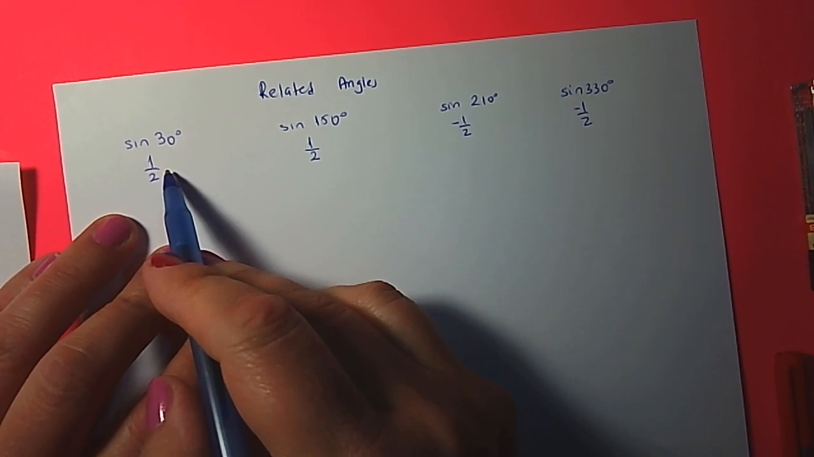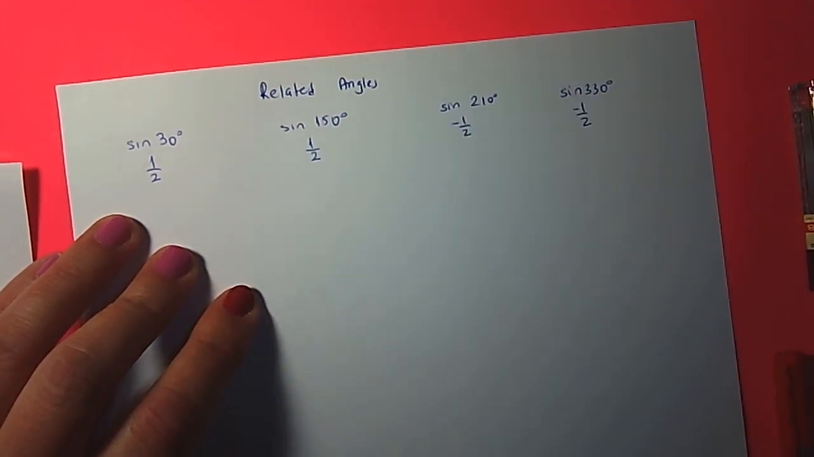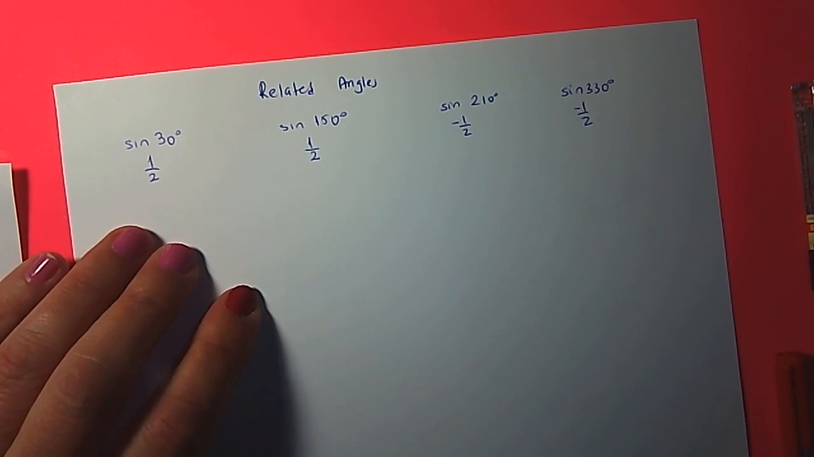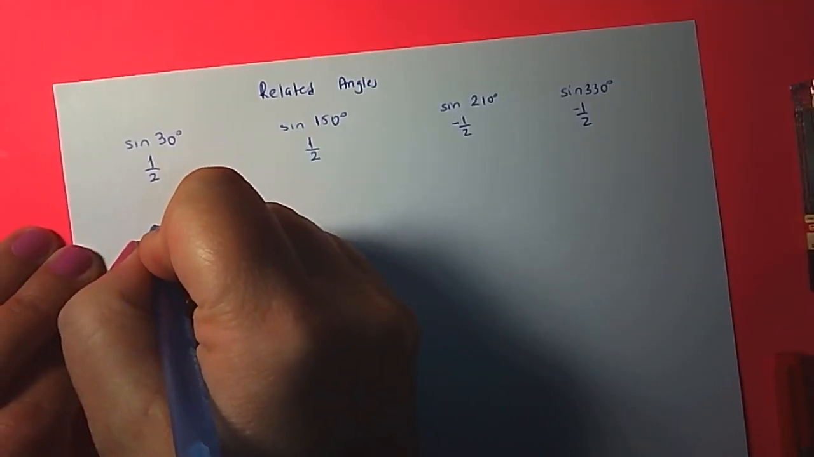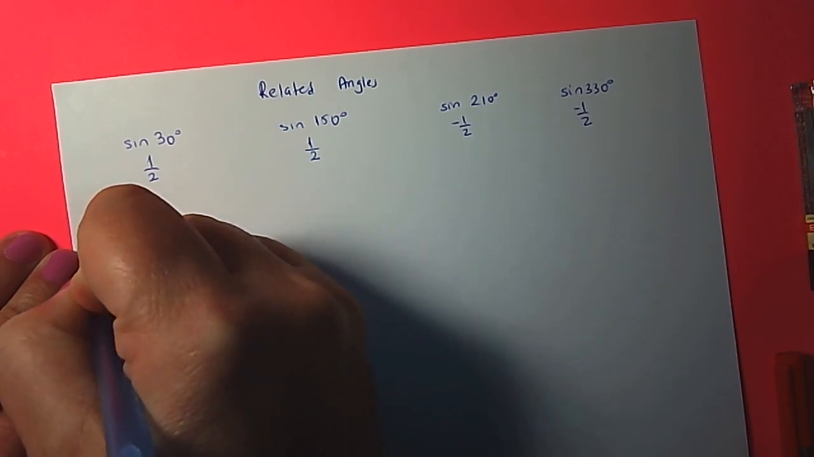As you see, the sine of those four angles have the same numerical value. However, two of them are positive and two of them are negative. So why is that? What is the relationship between these angles? Let's sketch these angles and see why they are related.